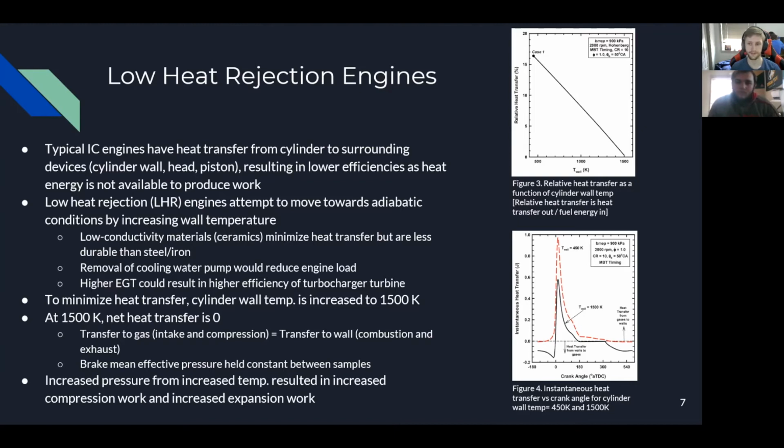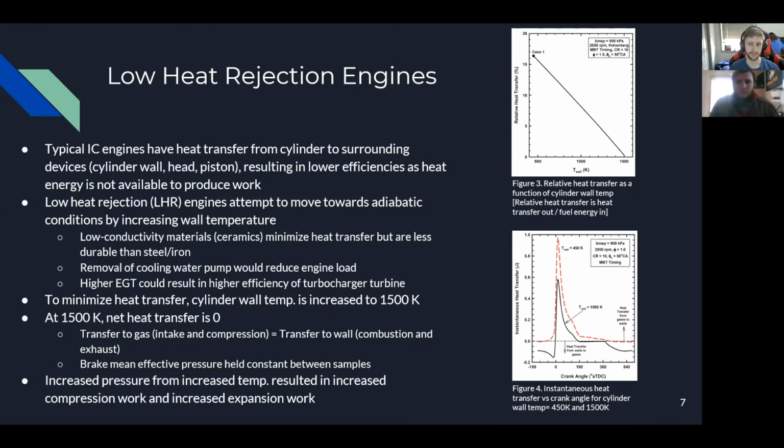Figure 3 shows 450 Kelvin as a typical wall temperature, moving to 1500 Kelvin, which we will assume to be the gas temperature inside the cylinder, resulting in a net heat transfer of 0 during operation. Although the net heat transfer is 0, figure 4 shows that there is an instantaneous transfer, being that on the intake and compression stroke, there is energy transferred from the cylinder wall to the gas, and on the expansion and exhaust stroke, there is transfer from the gas to the cylinder wall.